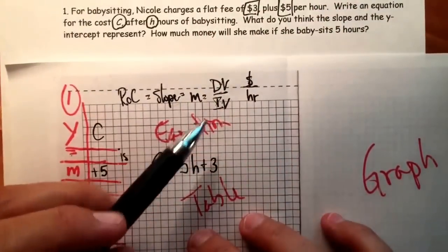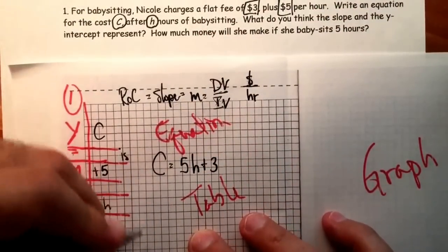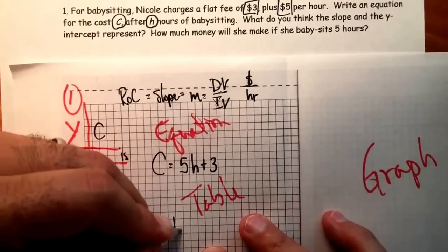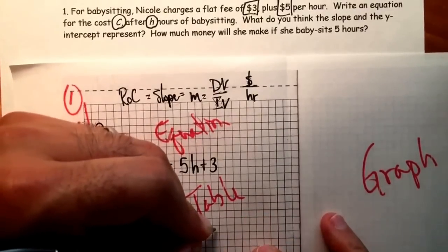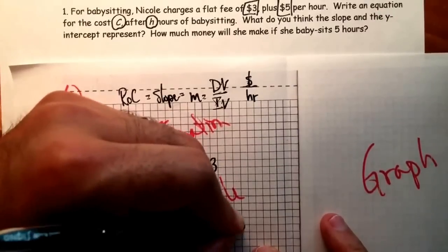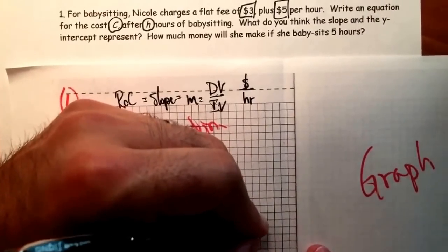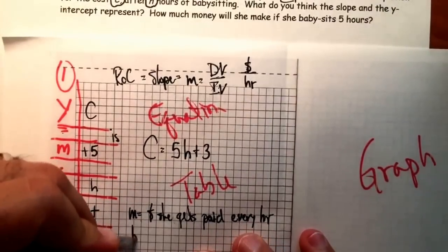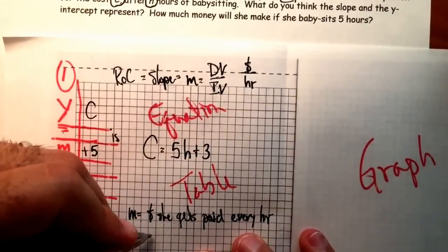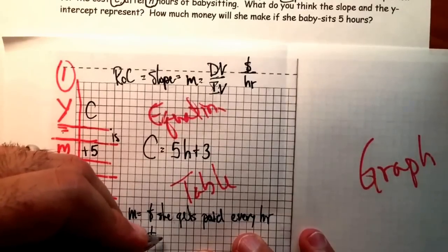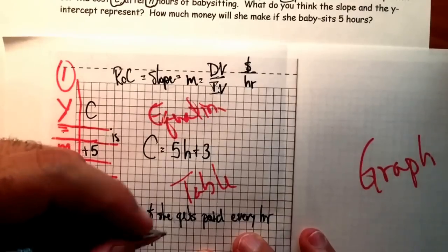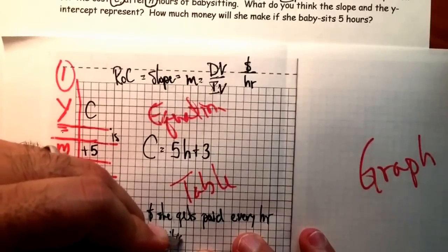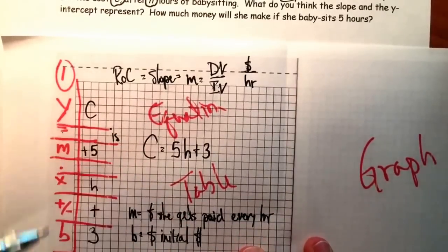This one asks, what is the slope? The slope, m, is the money she gets paid every hour. She gets $5 for every hour she works. What's the y-intercept? Or what's b? B is how much money she gets just to show up at the door and say, here I am. She gets $3. It's the initial value. This is the starting point. It's the initial amount of money she gets.